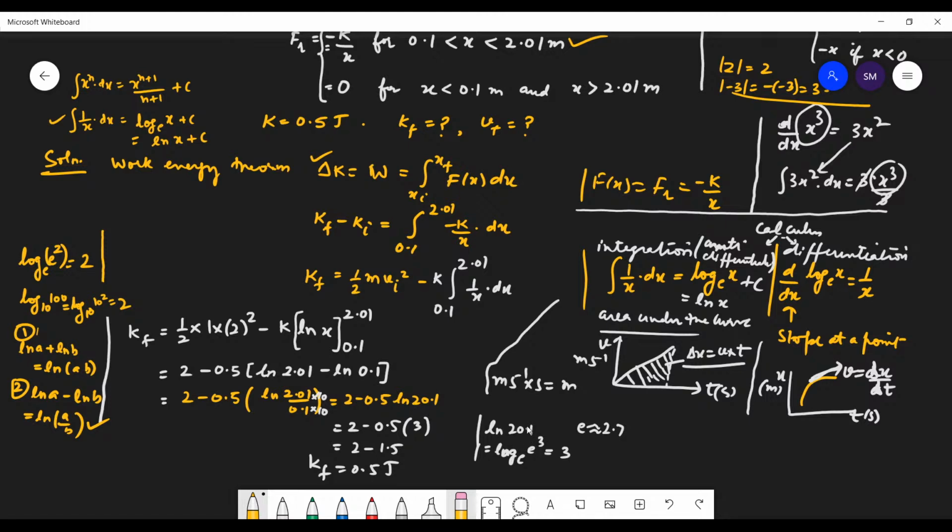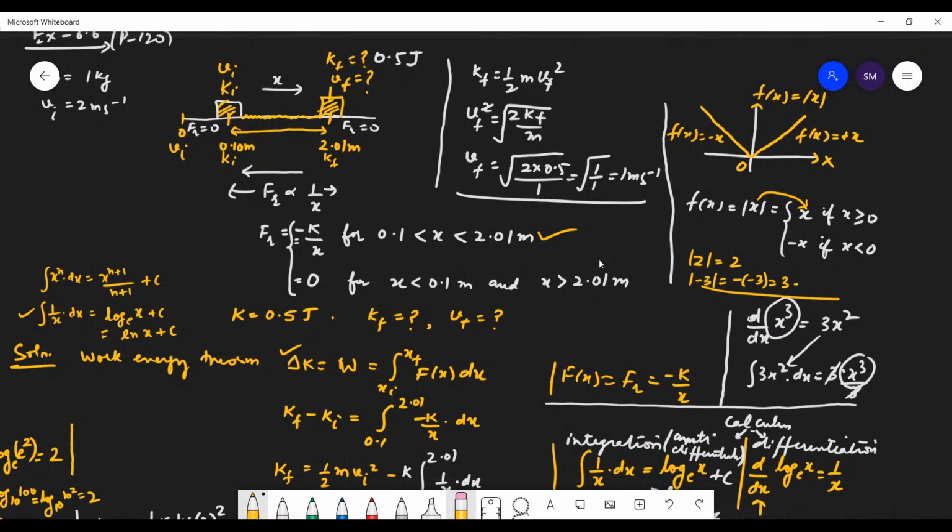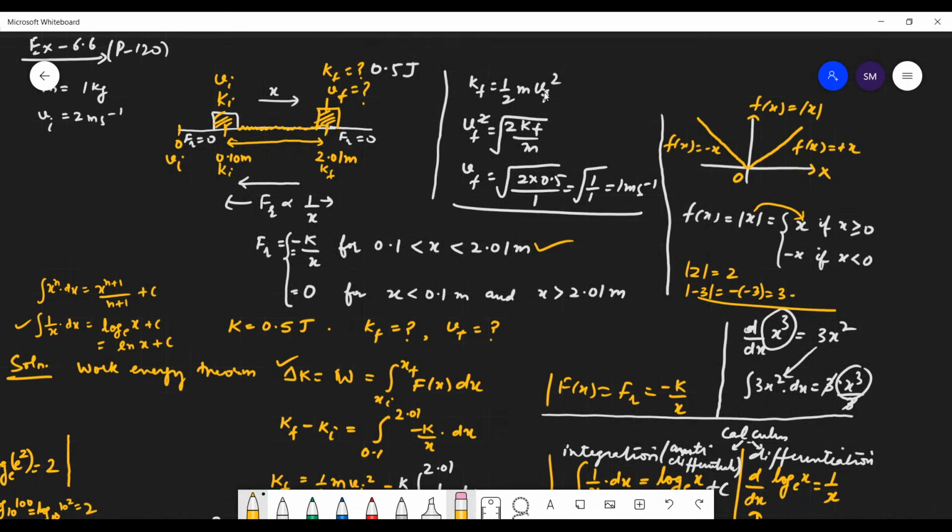So log 20.1 is, e raised to the power 3, where the value of e is 2.7. So 2.7 raised to the power 3 is approximately equal to 20.1. That is why log of 20.1 is approximately equal to 3. So I have written 3 over here, and that is equal to 2 minus 0.3 into 0.5 into 3, so the final kinetic energy was 0.5 joules. Now my target was to find the final velocity. So final kinetic energy is equal to half m vf square, and from this we can calculate the final velocity.